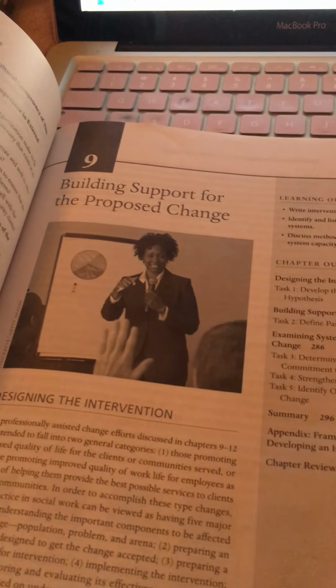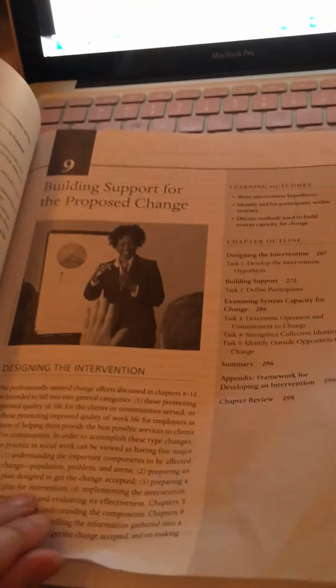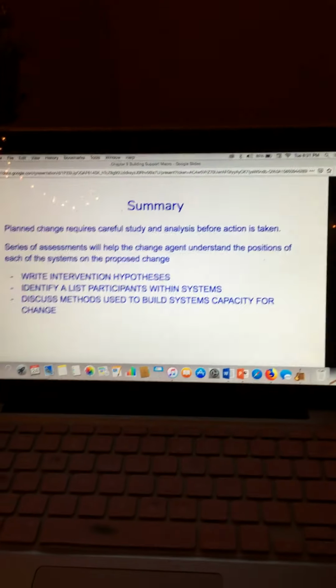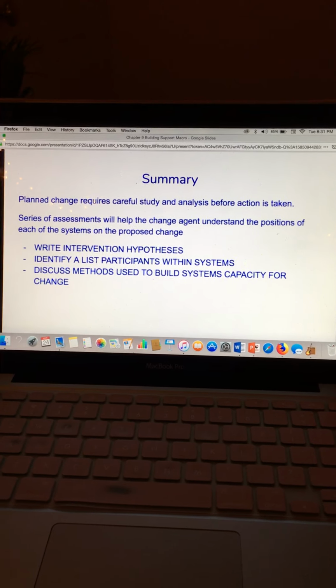And again, chapter 9 was building support for the proposed change. It was kind of lengthy, but we got through most of it. So that is about it for chapter 9.